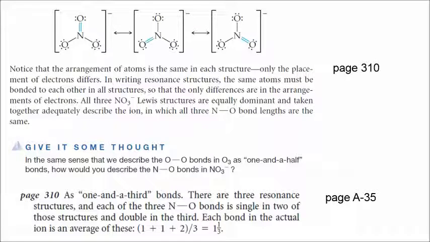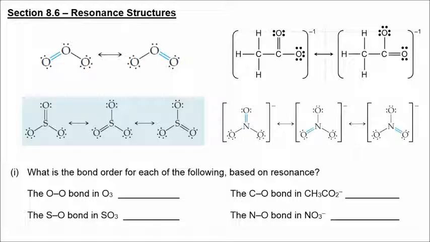There are 3 resonance structures, each of which contributes, and so the 3 NO bonds is single, single, and double, and the average would be 1 1/3. So the bond order in ozone is 1.5. The bond order in something like SO3, which has 3 resonance structures, is 1 1/3. The carbon-oxygen bond in acetate is a 1.5. And as we said, nitrate, it's also 1 1/3.